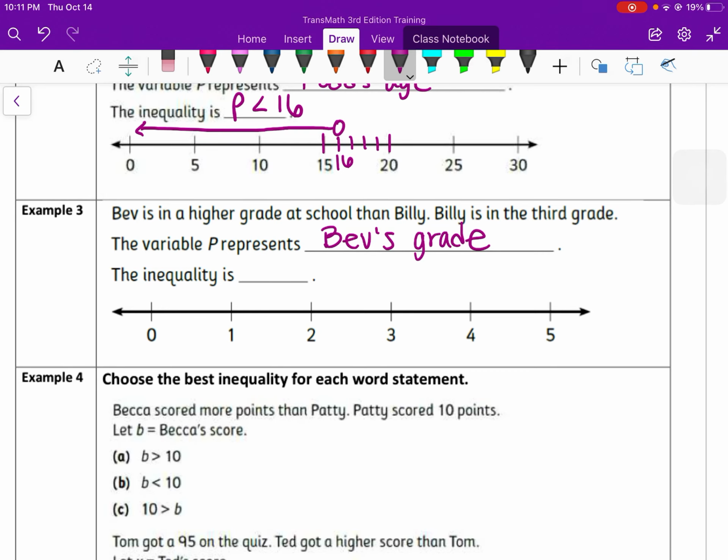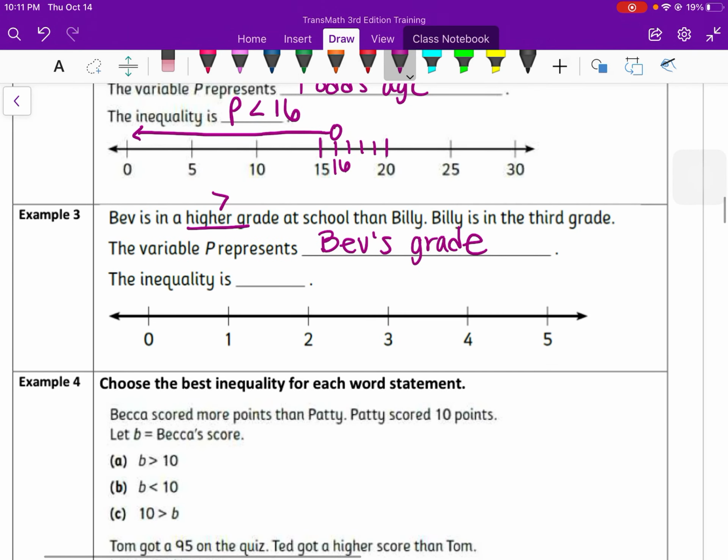All we know is that Bev is in a higher grade, and higher means greater than. So if we know that Billy is in 3rd grade, then we know that Bev's grade has to be greater than 3rd grade. So we would put our open circle at 3rd grade. She could be in 4th grade, 5th grade, or 6th grade, or much older. So we would draw the inequality to the right to represent that. We know she is not in 3rd grade though, so we leave the circle open.